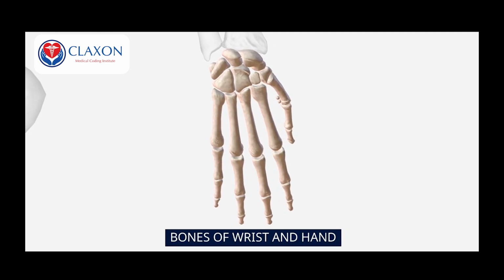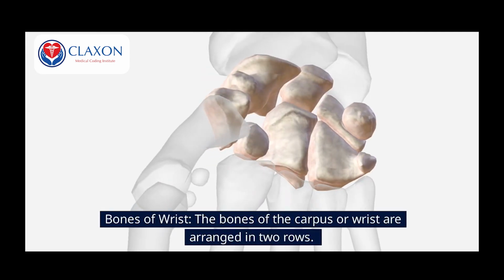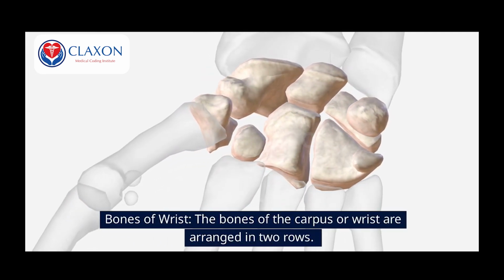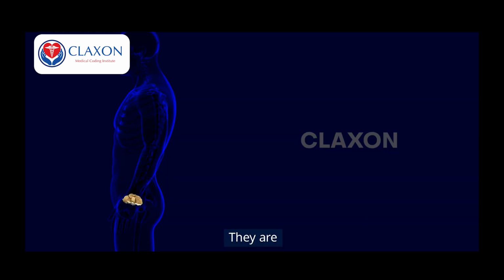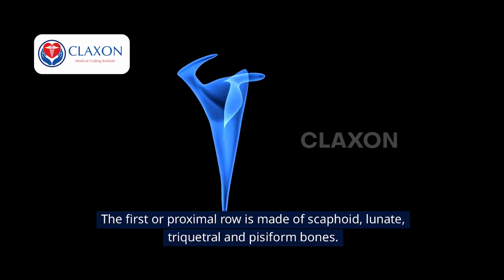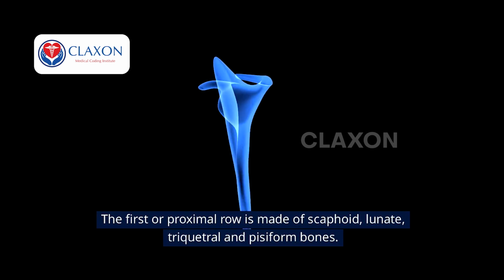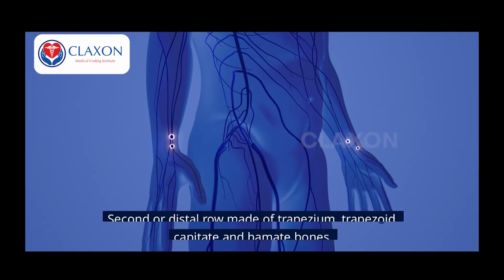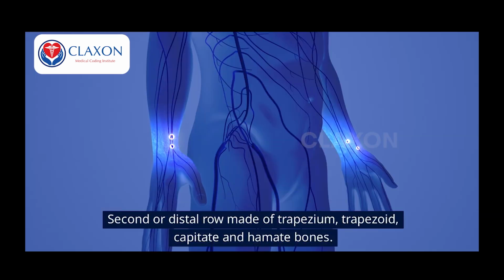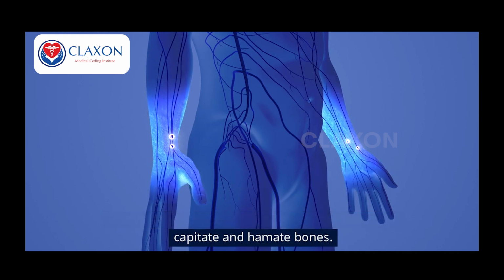Bones of wrist and hand. Bones of wrist. The bones of the carpus or wrist are arranged in two rows. The first or proximal row is made of scaphoid, lunate, triquetral and pisiform bones. The second or distal row is made of trapezium, trapezoid, capitate and hamate bones.